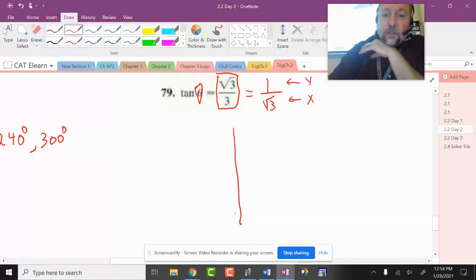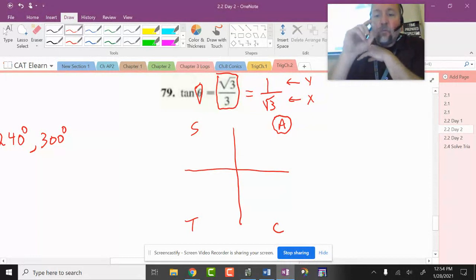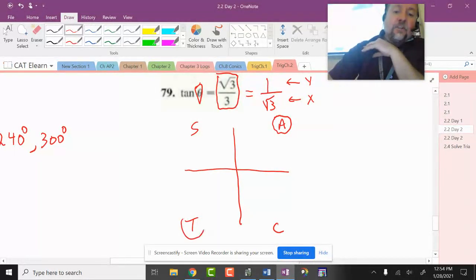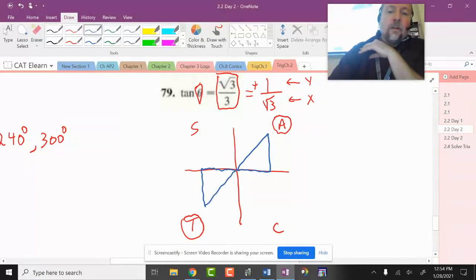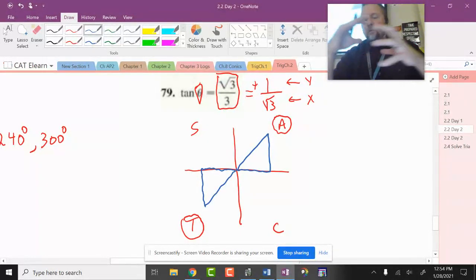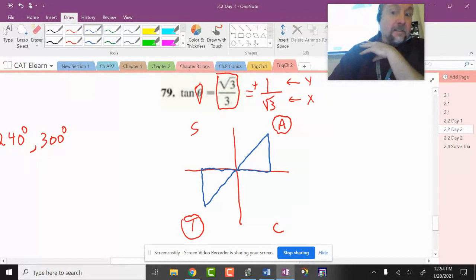So what I need to do is understand ASTC. Oh, and I do have a positive ratio. All trig functions of angle measures in quadrant 1 are positive. Tangent of angle measures in quadrant 3 are positive. So I actually have two triangles in quadrant 1 and 3. All my triangles look the same. I should make them look not like a 45, 45, 90 because it's not.